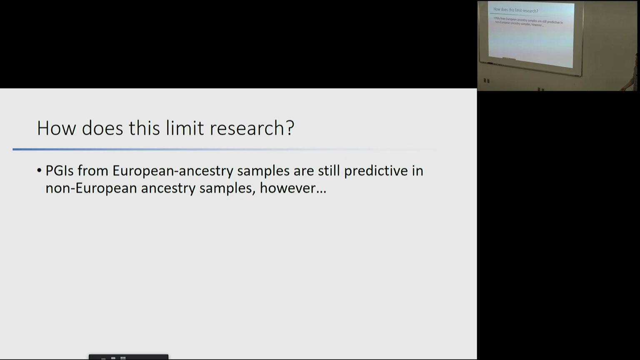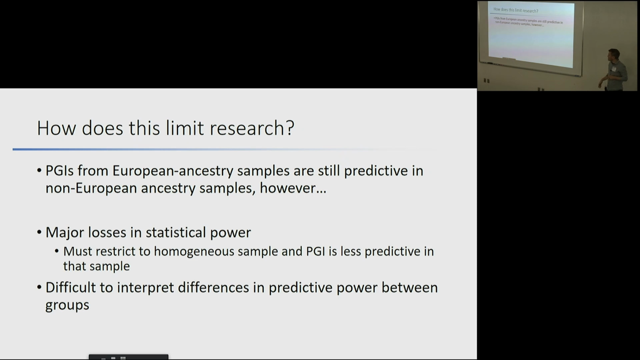So how does this limit research? Well, if you do the controls for stratification, technically you might have some predictive power. You maybe could say something about differences in risk between different groups based on their PGIs. However, this leads to huge losses in statistical power because we need to restrict first to our small homogeneous samples, and then we have even lower predictive power in these PGIs. And so if you're doing analysis where you're comparing the differences in predictive power between groups, you can't be sure if that's because there are differences in heritability or interesting stuff, or if it's just due to the fact that you happen to have slightly different ancestry compositions in these different groups.